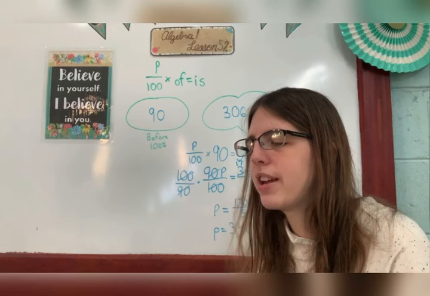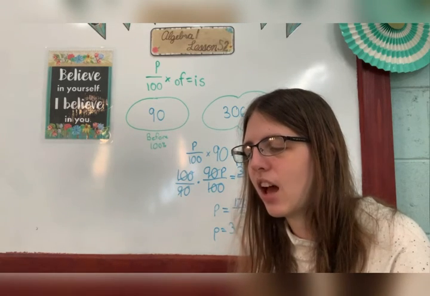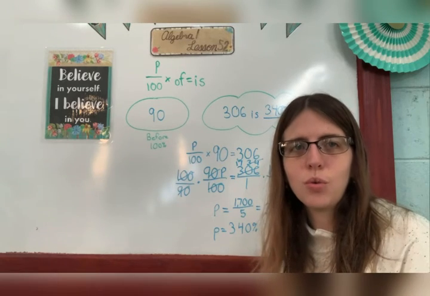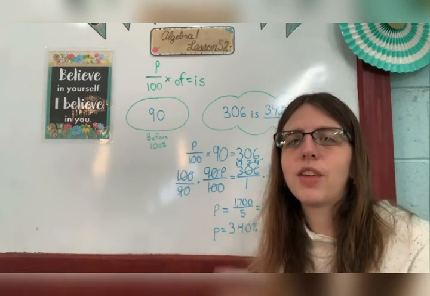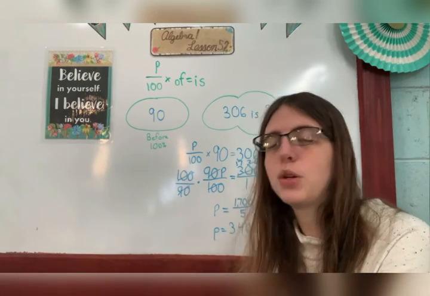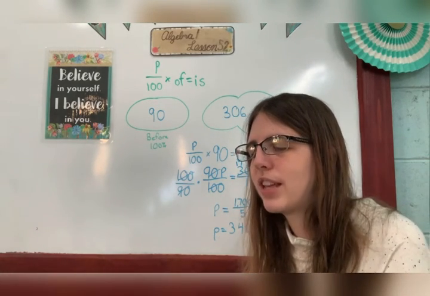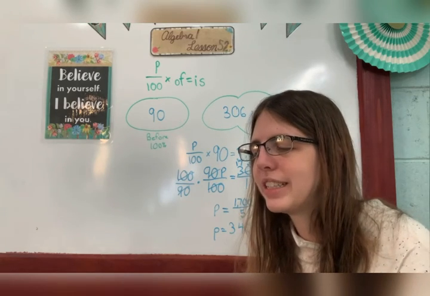Then letter B, what number is 270% of 80? Now this time you don't have to add 270 to 100, because it already tells you that that's your new percent. It doesn't tell you you're increasing by that much. That is your new percent. So 270% of 80 is 216.